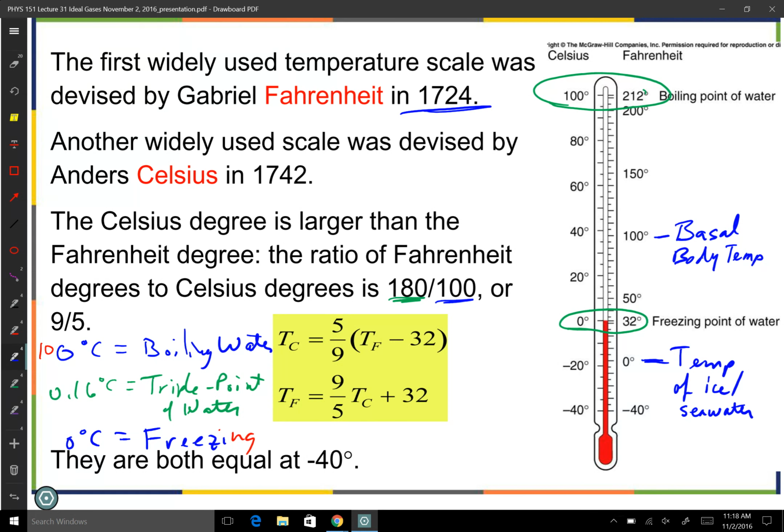And so for making our conversion between Fahrenheit and Celsius, we start with this ratio of 5/9, which is just 100 over 180. And then we have to take the offset between 0 and 32. So temperature Celsius is temperature Fahrenheit minus the offset of 32, and then times that ratio of 5/9. Or, of course, you can solve the other way. Temperature Fahrenheit is 9/5 temperature Celsius plus the offset of 32 degrees.